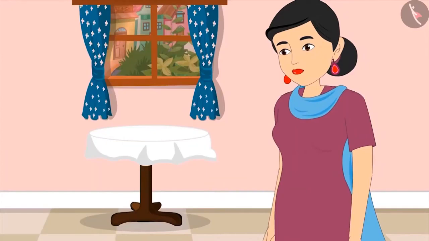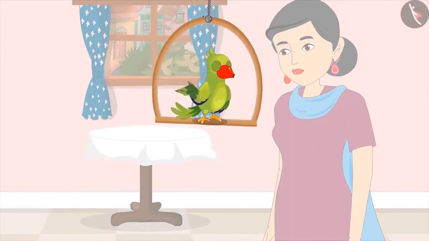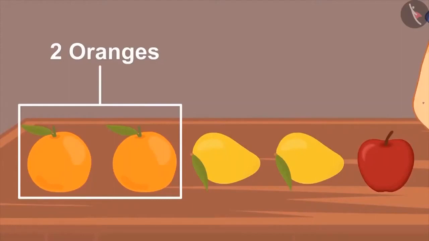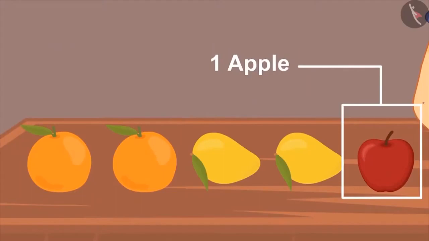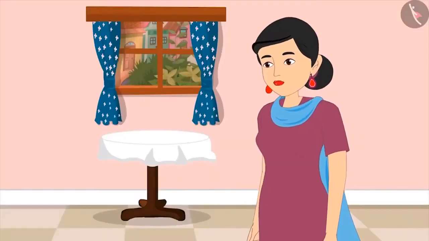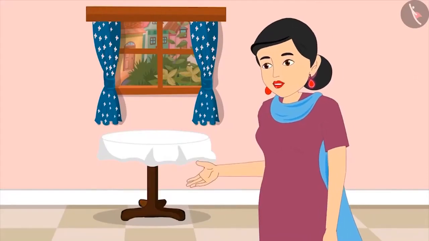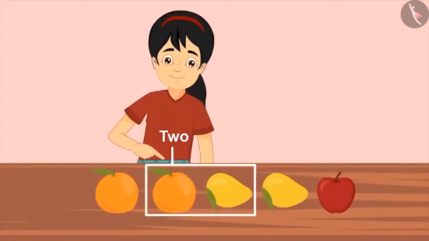Yes, my dear. It is evening and Pinky is placing the fruits on the table in a line. First, she kept 2 oranges, then 2 mangoes, and finally, an apple. Pinky, let me cut mangoes for everyone. Can you give me 2 mangoes? 1 and 2. Take this, Mom.